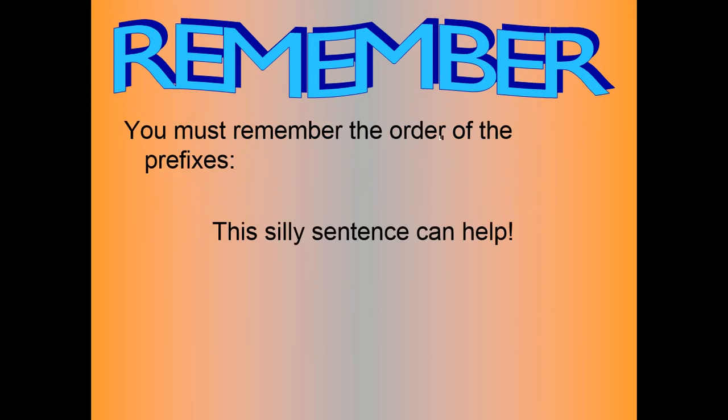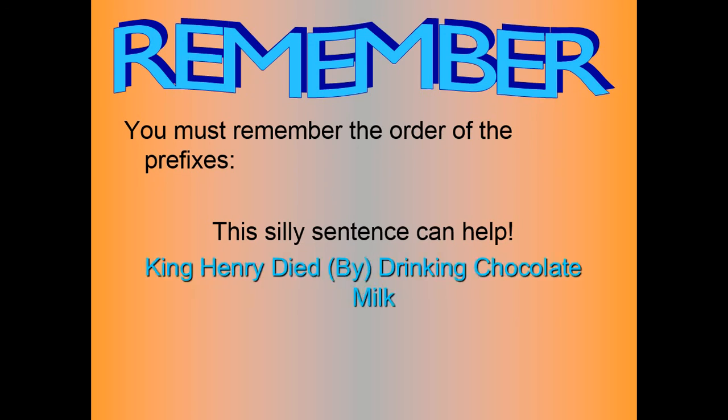It's important that you remember the order of the prefixes, and this silly sentence can help. King Henry died by drinking chocolate milk. If we think about this, the K in king stands for kilo, hecto, deca, base, deci, centi, and milli.